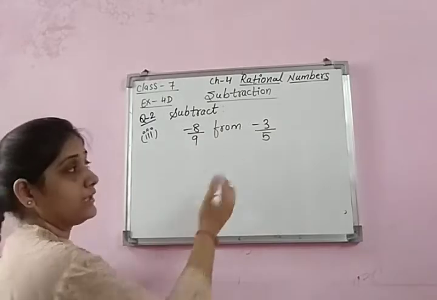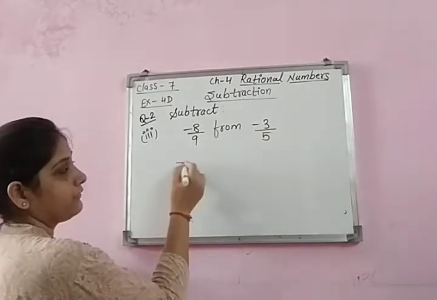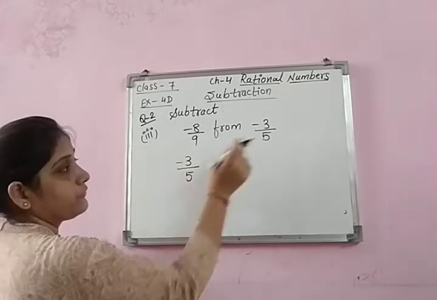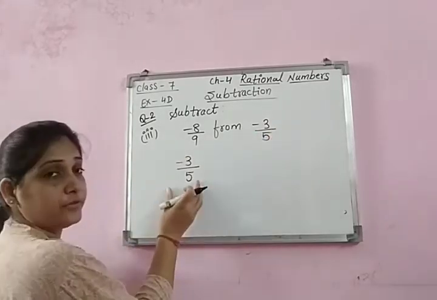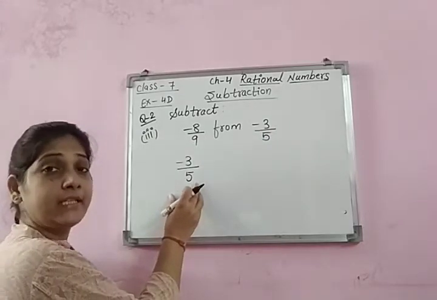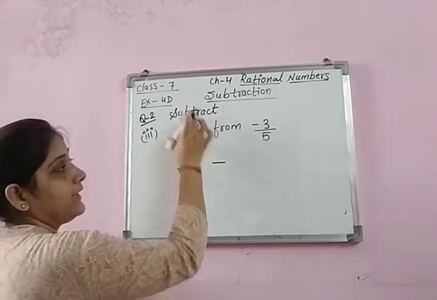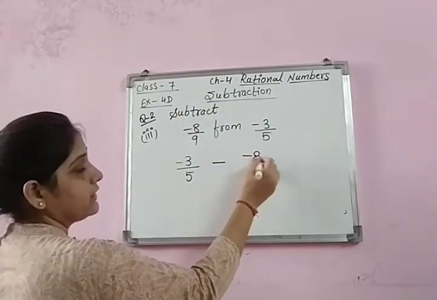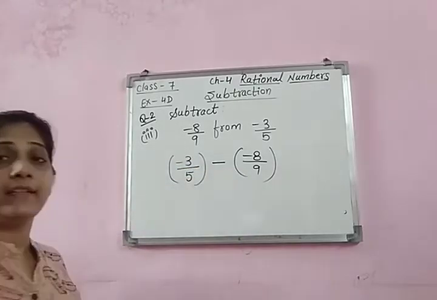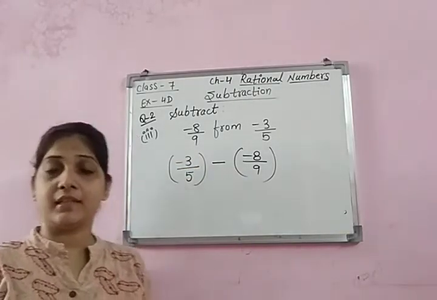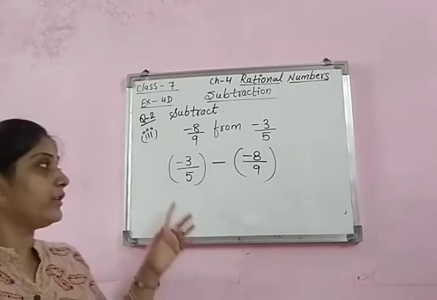The "from" concept is there. So I told you, if "from" is there, the second will come at first, because from this we have to subtract this one. So this is written at first. Now what we are doing? Subtraction. So put the subtraction sign and write the first number at the last. Please use brackets for writing the negative number. There are fewer mistakes, or there is no chance of mistake, when you are solving the question.